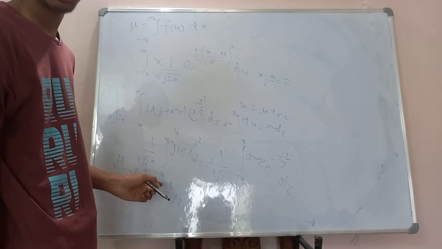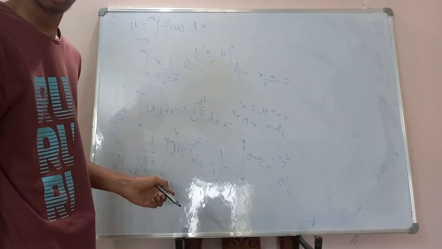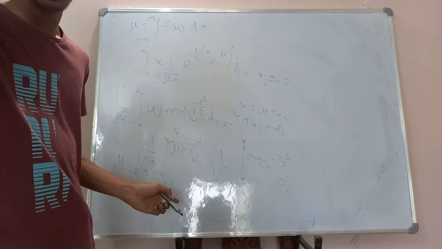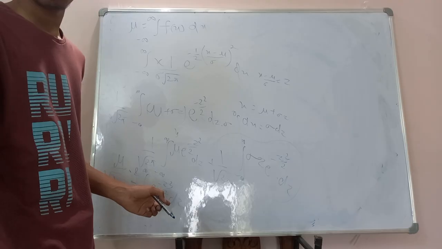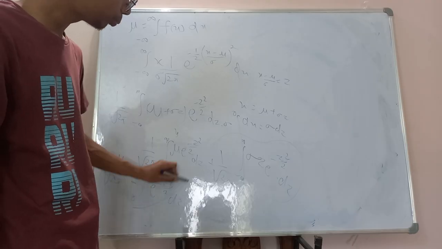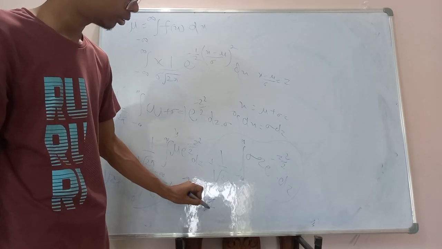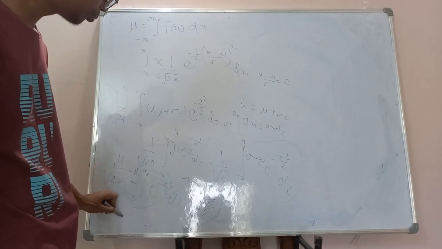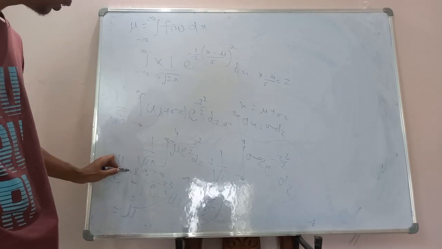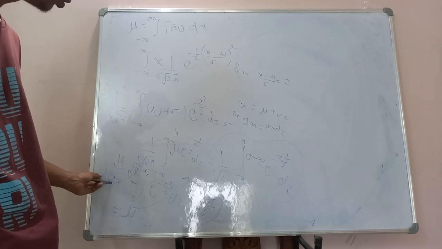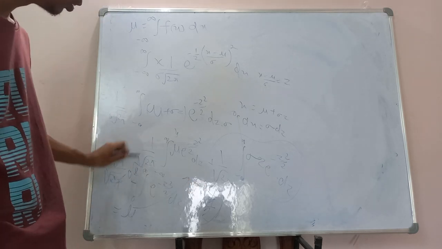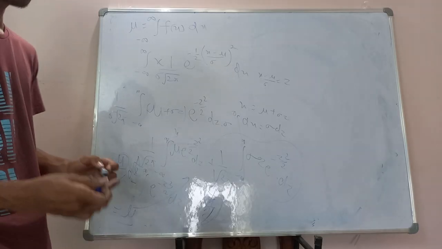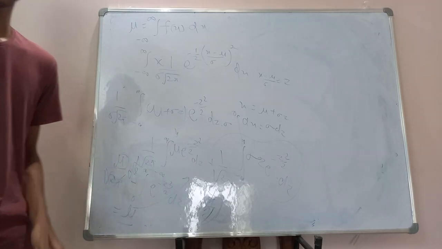And this will give me root pi by 2, right. So ultimately this will give me mu, because here the roots cancel. So root pi will get cancelled, root 2 will get cancelled, and ultimately I will get mu, right. So this was all for this video.